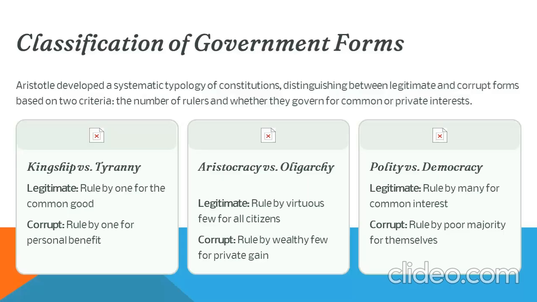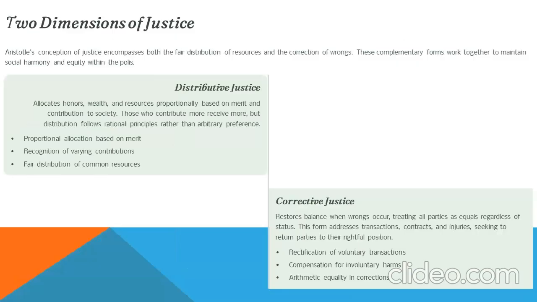Aristocracy versus oligarchy. Legitimate, rule by the virtuous few for all citizens; corrupt, rule by the wealthy few for private gain. Polity versus democracy. Legitimate, rule by many for common interest; corrupt, rule by the poor majority for themselves. Two dimensions of justice. Aristotle's conception of justice encompasses both the fair distribution of resources and the correction of wrongs.